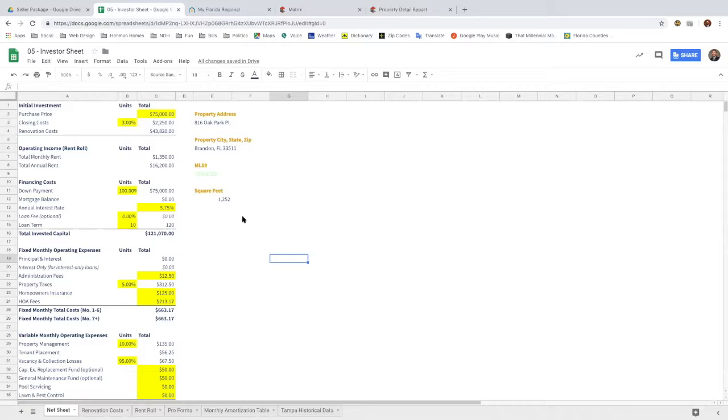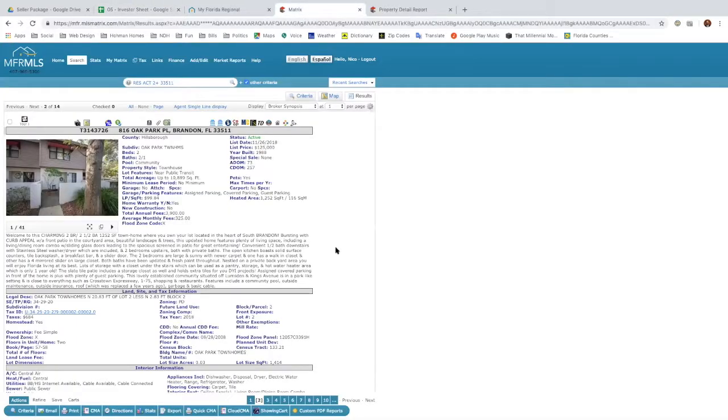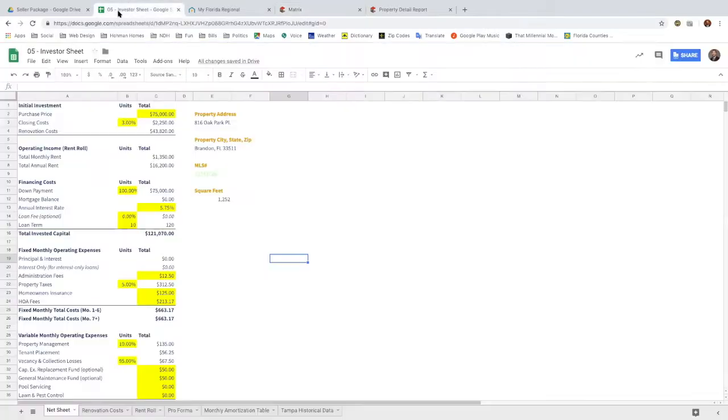So to start, we have the investor sheet up, and we also have the specific property pulled up as well. This particular property in Brandon is a townhouse. With the investor sheet, you'll see on the bottom we have a couple different tabs. We have the net sheet, the renovation costs, the rent roll, the pro forma, the amortization table, and the historical data.